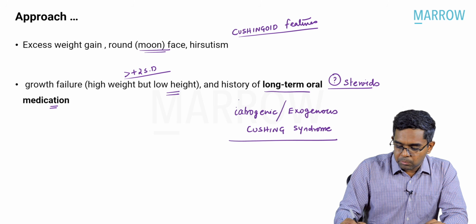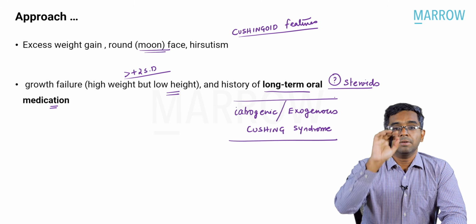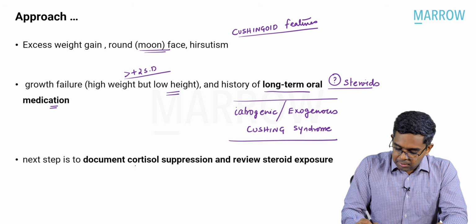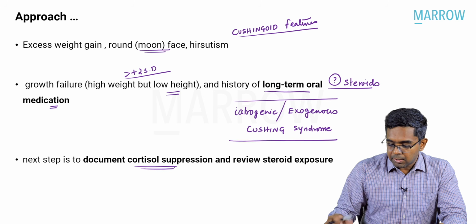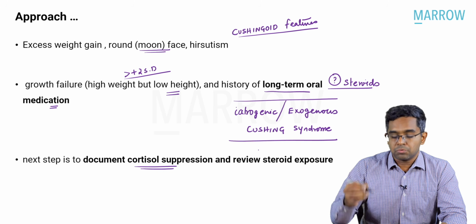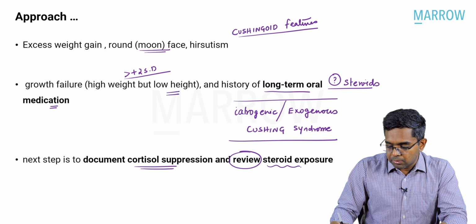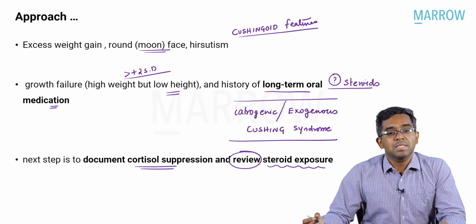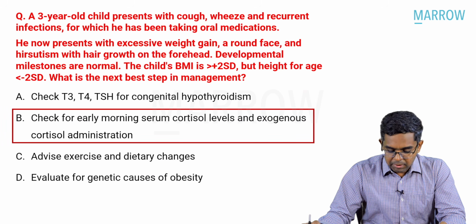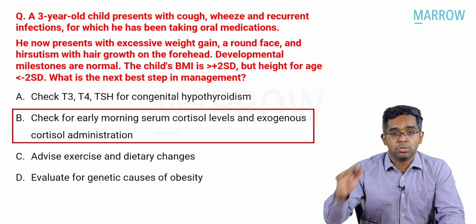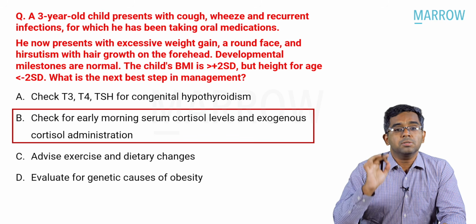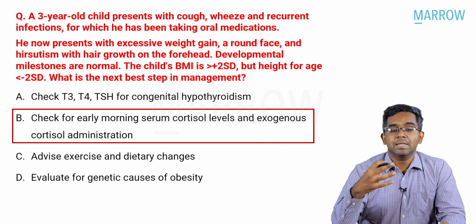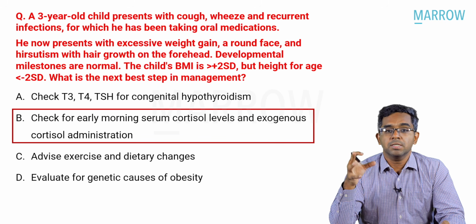So ideally, what should be my next step? I have to document excess cortisol level by checking the morning cortisol. And one more thing, I can review the history to know whether there was steroid exposure in that particular child. So based on all this, what is the best answer for our question? It is option B, which is checking for early morning serum cortisol to document high cortisol level. And also the history of exogenous cortisol administration should be documented so that we can prove that it's a case of iatrogenic or exogenous Cushing syndrome.